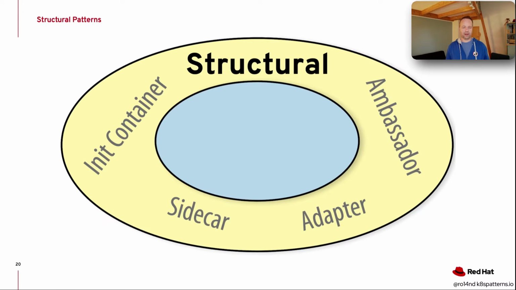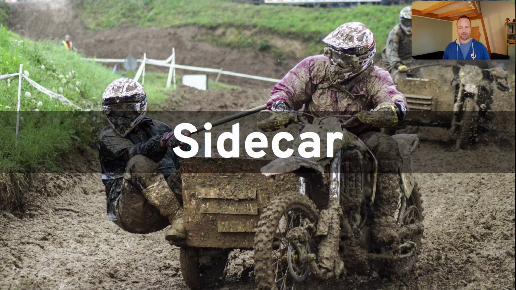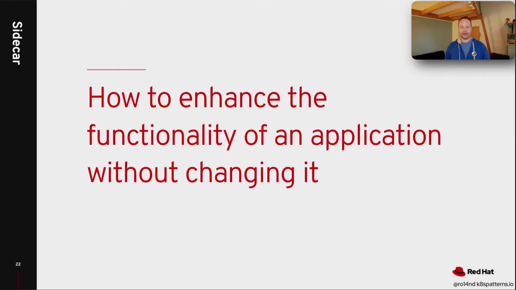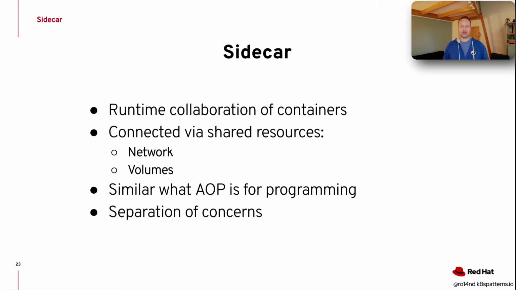Okay, this is all about the declarative deployment. Let's move on to the structural patterns. Structural patterns are about how you can compose your application and use the primitives of Kubernetes to create different kinds of applications. We will look at the most famous one, which is the Sidecar. The Sidecar container is about how you can add functionality to an application without actually changing the application itself. This is all about runtime collaboration of containers.